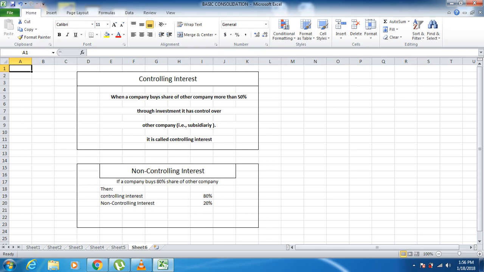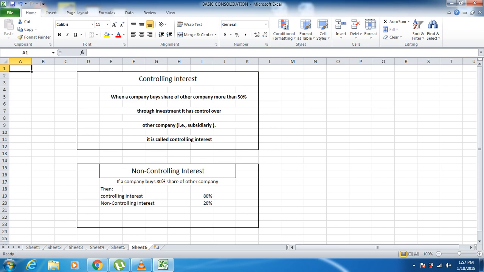If a company buys 80% of the shares of the other company, it means 80% of the assets belong to the investing company, that is controlling interest, and the other 20% belongs to the other shareholders of that company. This is non-controlling interest with respect to the investing company.